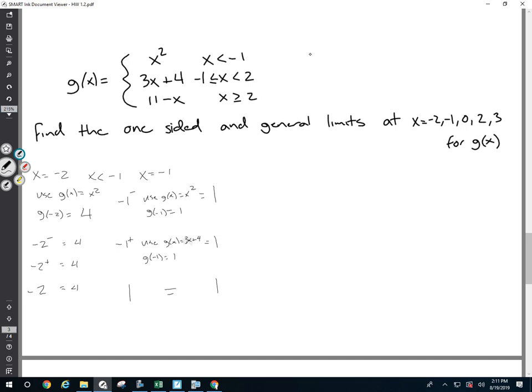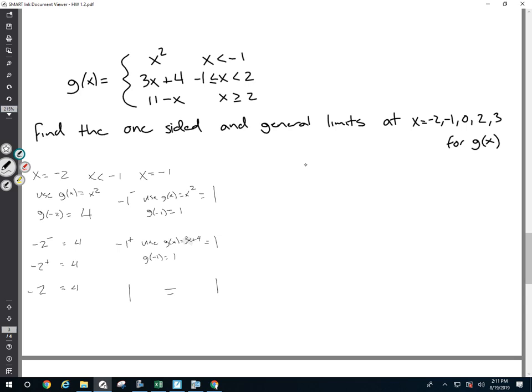If you were to sketch this out, what would this look like? X squared would stop at negative 1, 1. 3x plus 4 would pick up at negative 1, 1. Have a closed dot. They would meet up. 3x plus 4 would take off in a straight line, whereas x squared is your parabola-looking guy. And since they meet up, the left-hand limit and the right-hand limit are good. So if you want a visual representation, you could do that.